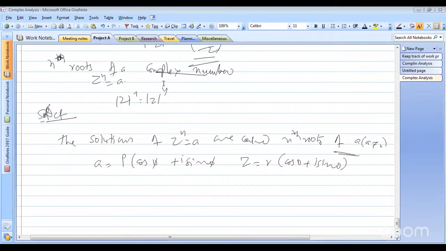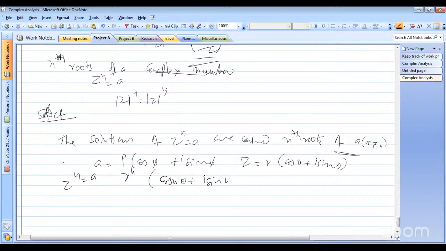z is equal to r times cos theta plus i sin theta. We are writing z to the power n is equal to a. We are writing r to the power n times cos n theta plus i sin n theta.